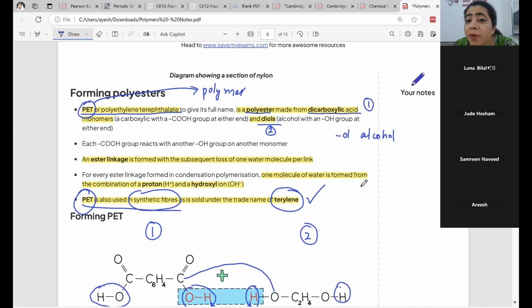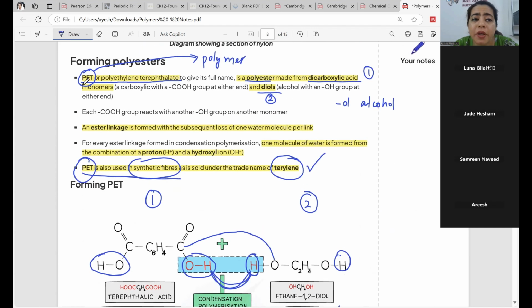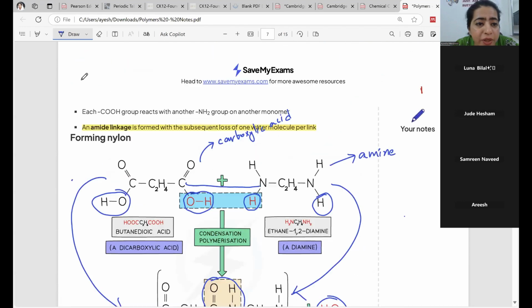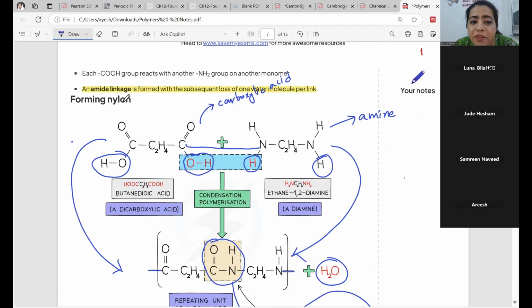In the exam, they can give you a multiple choice question in which they say PET is an addition polymer, or maybe a condensation polymer, or both. So you have to identify that PET is formed from dicarboxylic acid and diol, which do not have any double bond, so it's not an addition polymer, it's a condensation polymer. In the same way, the nylon that we discussed is also made by condensation polymerization, not addition.